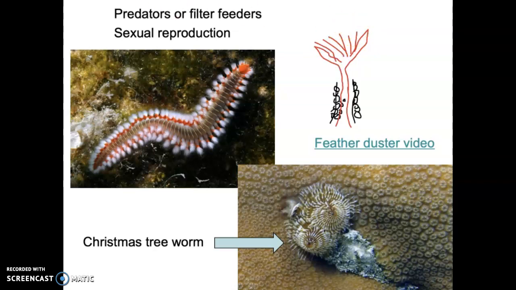So anything floating around in the water, in the plankton load, that gets caught in here, the setae are actually sticky. They don't break off with toxins. It's sticky. Then that gets pulled down into the mouth and into the digestive system of the worm. It feeds on it, puts its feathers out, and grabs more stuff.